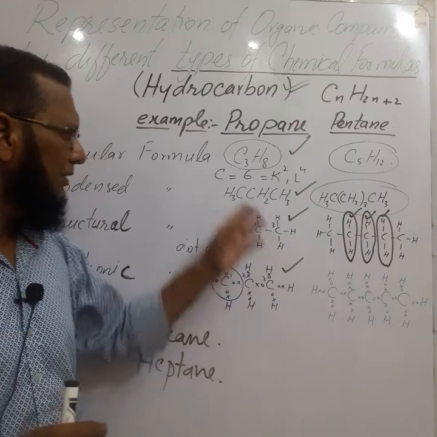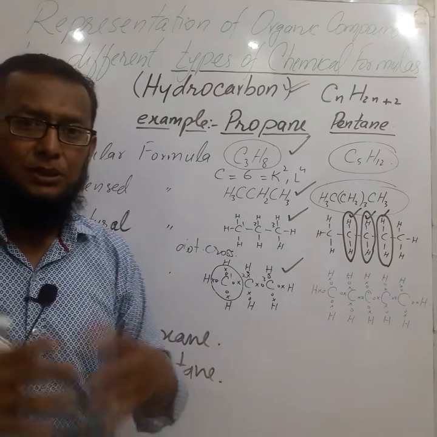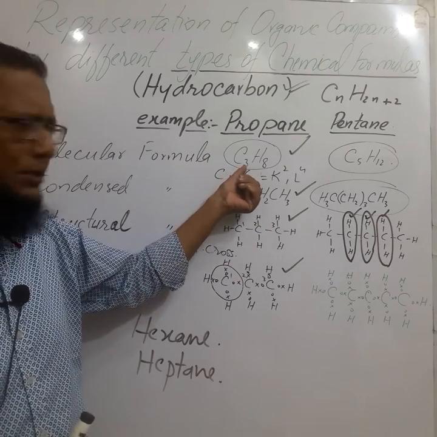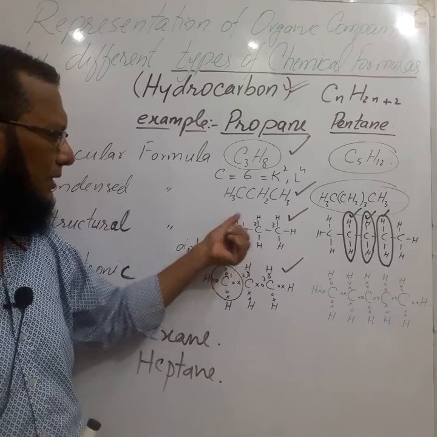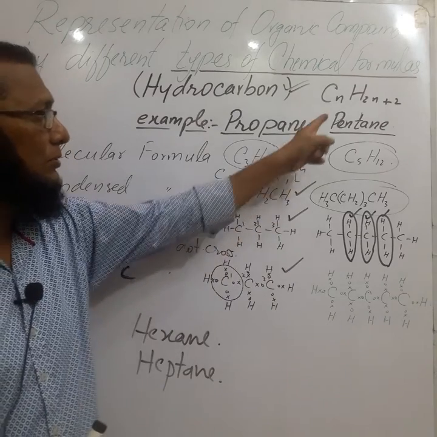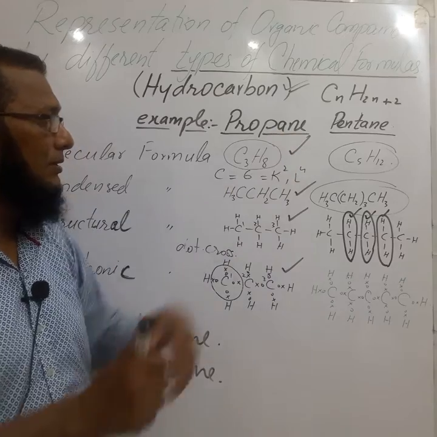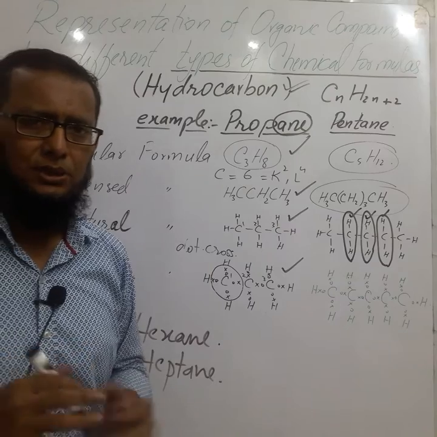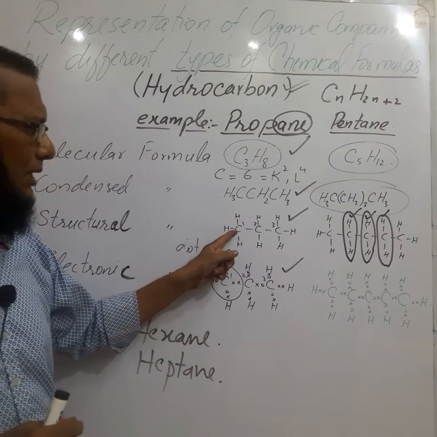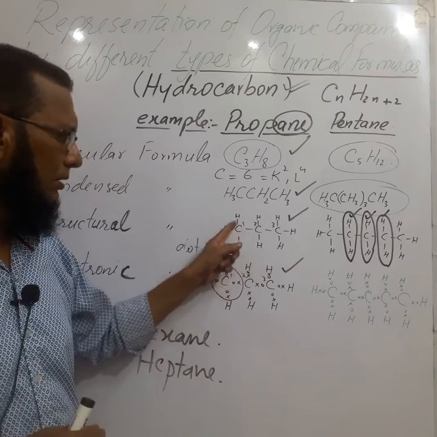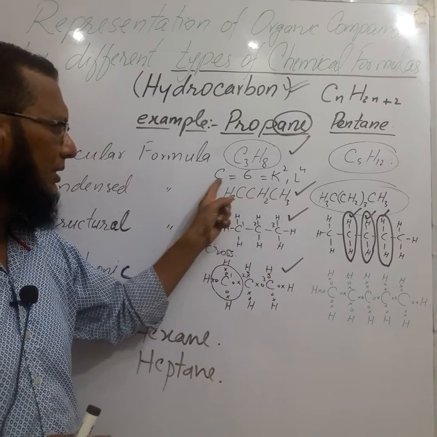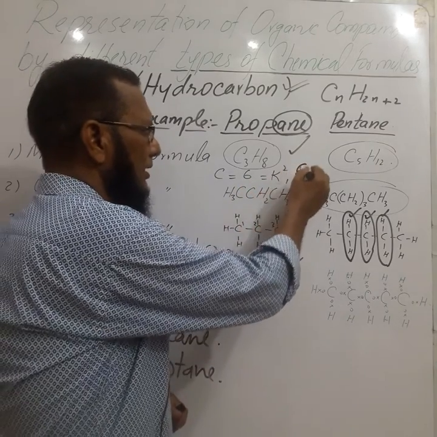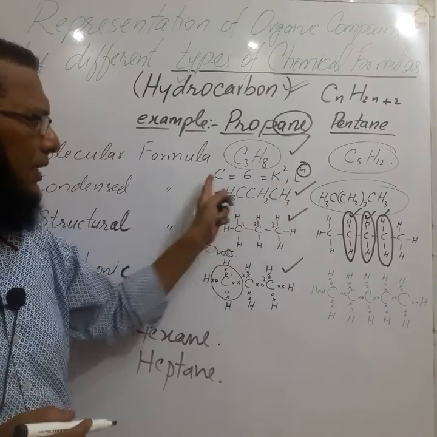In a structural formula, we expand all the carbons with their hydrogens. Let's see: 1, 2, 3. It shows 3 carbons with 8 hydrogens. The hydrogens are joined with single bonds, because we know this is propane, a saturated hydrocarbon. So it shows that carbon completes its 4 valency. How? Carbon has atomic number 6, K2 L4, meaning there are 4 valence electrons in the valence shell of carbon.